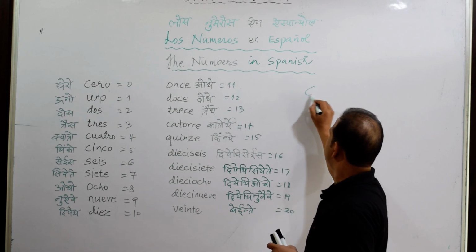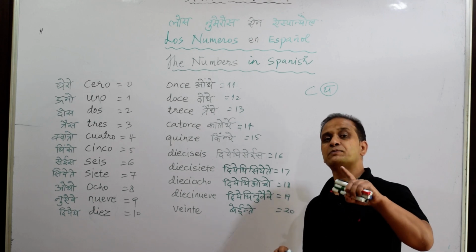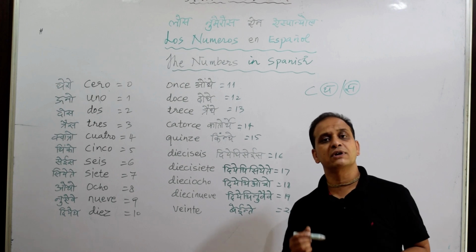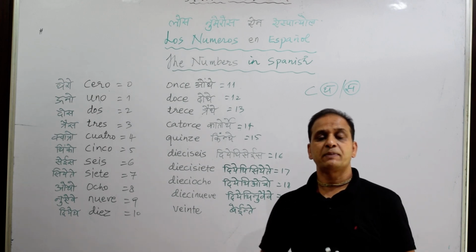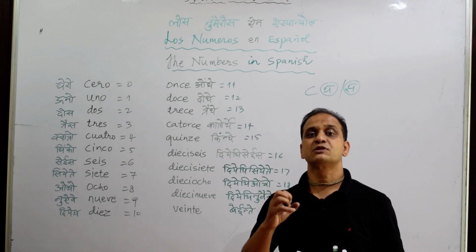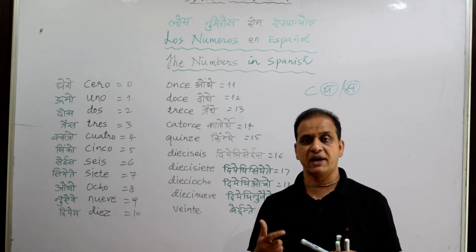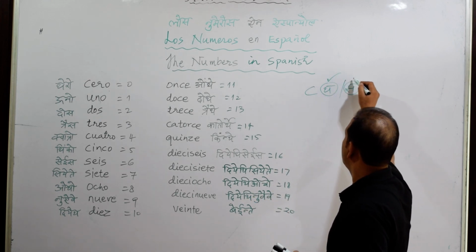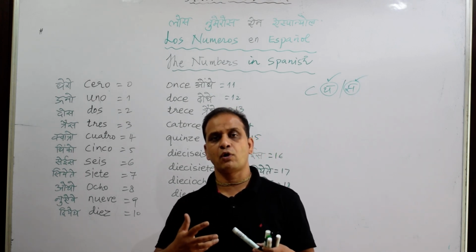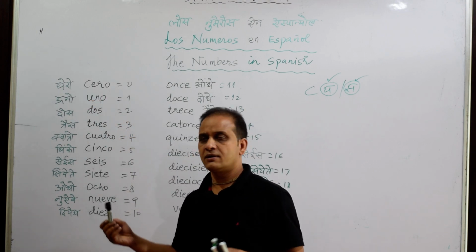This C, it originally gives th sound, but Hispanic language says that it is sa. What is the difference between Spanish and Hispanic? Spanish, the one which is spoken in Spain, that is Spanish. But the Spanish which is spoken in other than Spain, we call it Hispanic. So Spanish sound is tha, Hispanic is sa. Don't get confused. If you come across people from other than Spain, they will read it as cero. So it is the same thing.